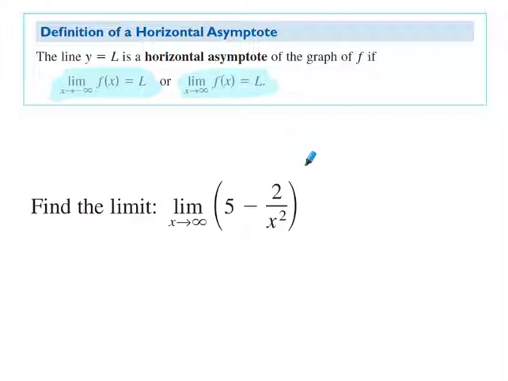So let's go ahead and look at the following. It says find the limit as x approaches infinity of 5 minus 2 divided by x squared. So go ahead and graph that for me. If you want to graph it, a good window is the ZStandard window. ZDecimal will not work here.